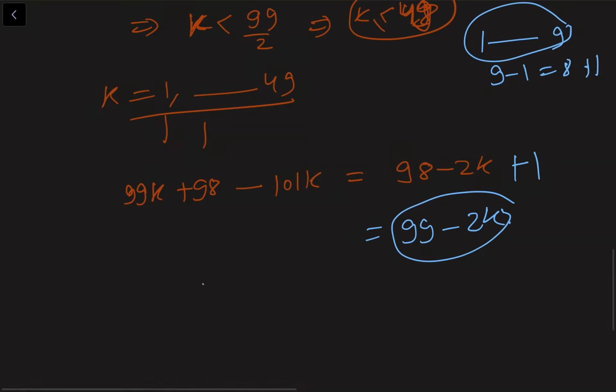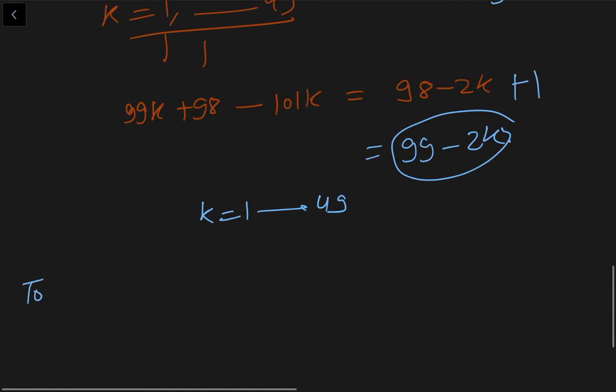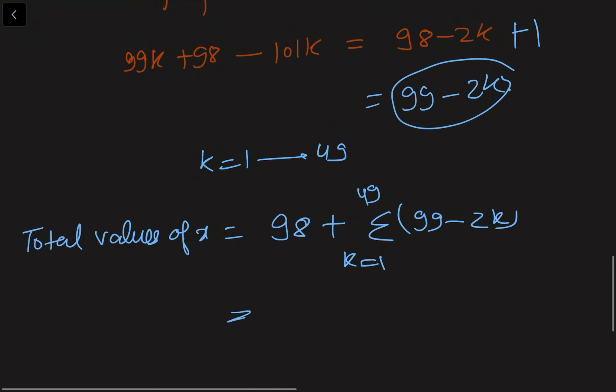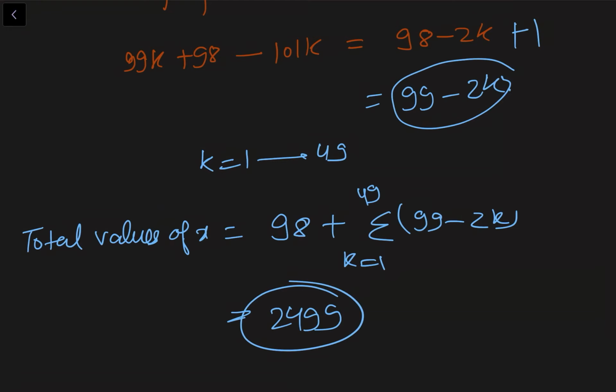We know that k varies from 1 to 49. So the total number of values of x is 98 plus the summation for k equal to 1 to 49 of 99 minus 2k, and this comes out to be 2499. This is our final answer.